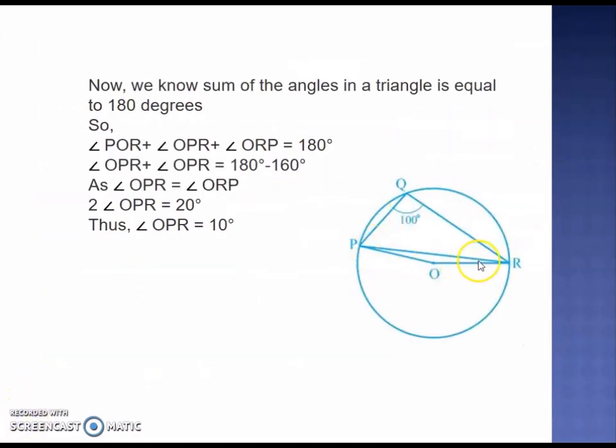The next step will be to apply the angle sum property in triangle POR. Now when you apply the angle sum property, angle POR plus OPR plus ORP, the sum of all these is 180. But we know that these two angles are equal. So I can say double of OPR is equal to 180 minus 160, because this angle POR we have already calculated as 160. Which means the sum of the other two angles should be 20 degrees. So one of the angles should be 10 degrees.